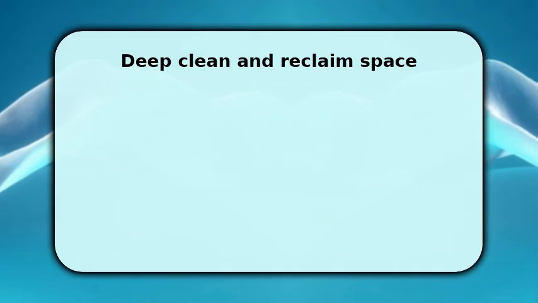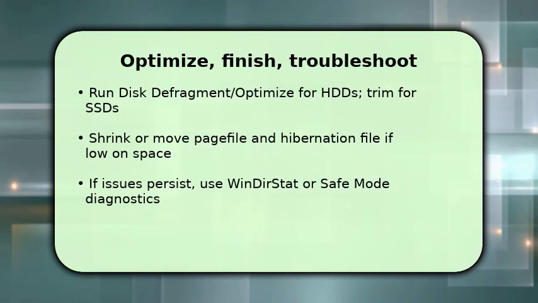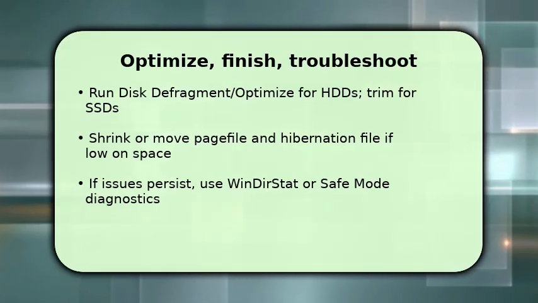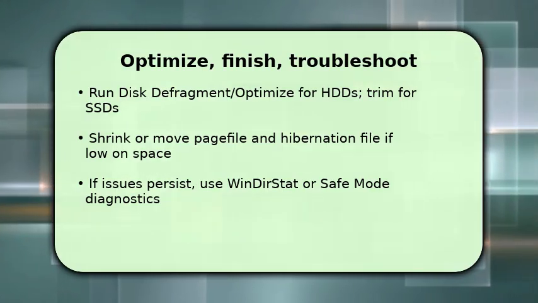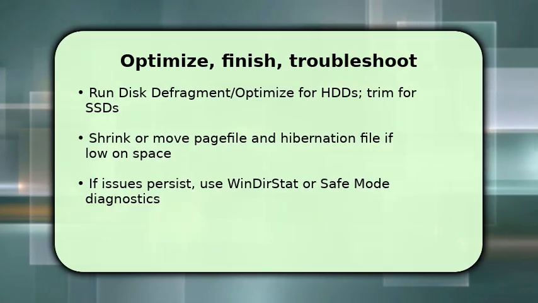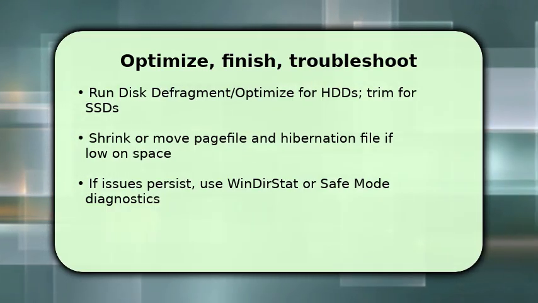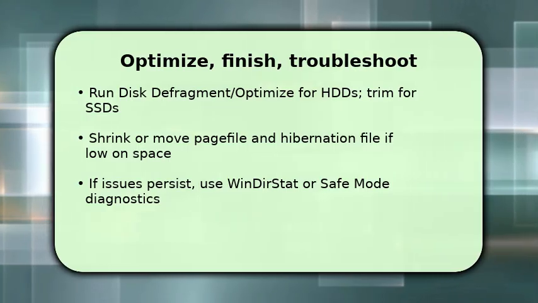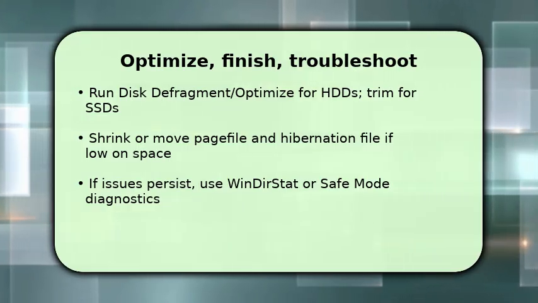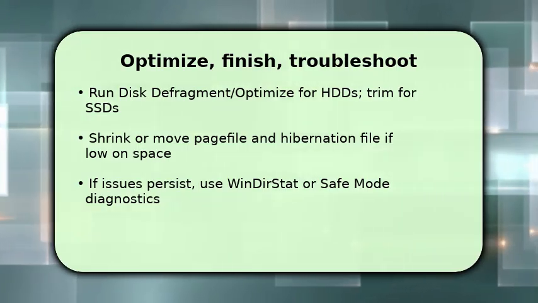Finish by optimizing and adjusting system files that consume space. Run disk defragment on HDDs or ensure trim for SSDs to maintain performance. If necessary, relocate or resize the page file and disable hibernation to remove hyperfill. This frees multiple GBs, but check RAM usage first.